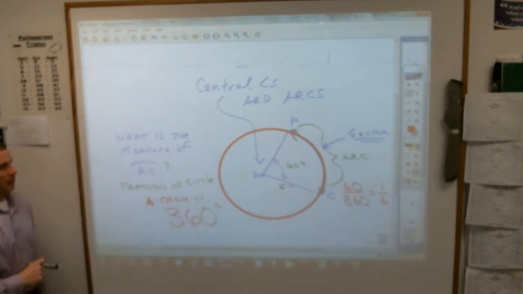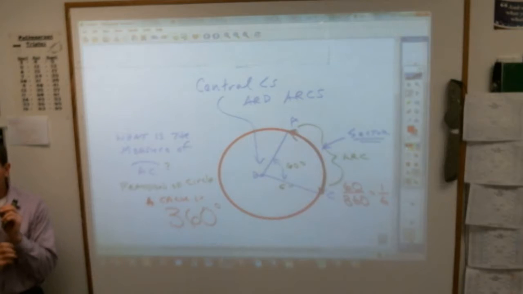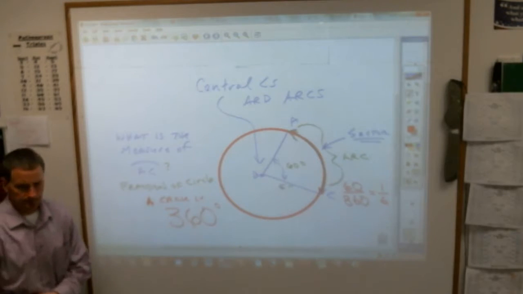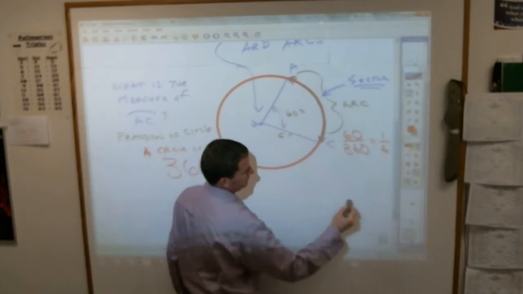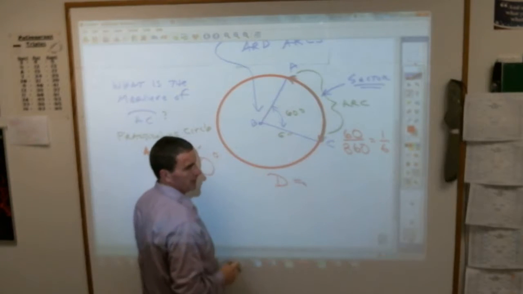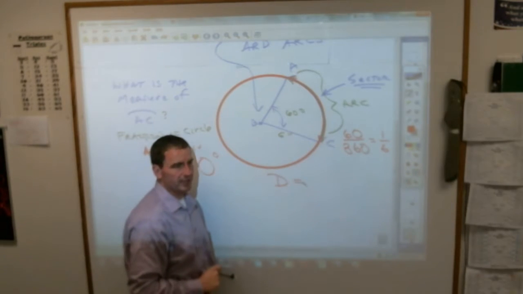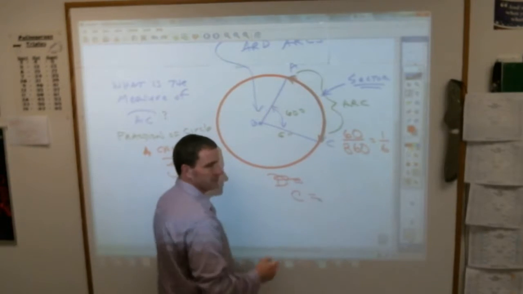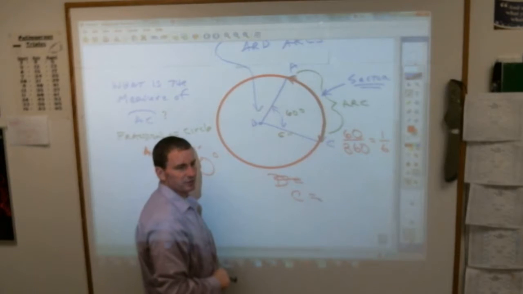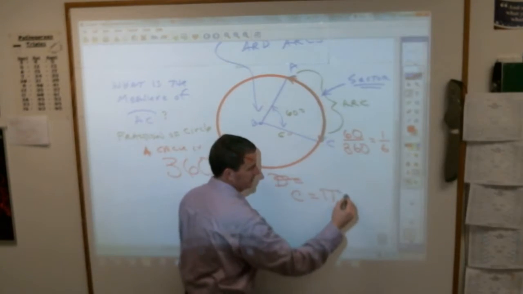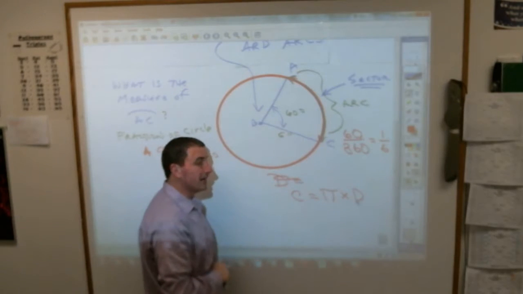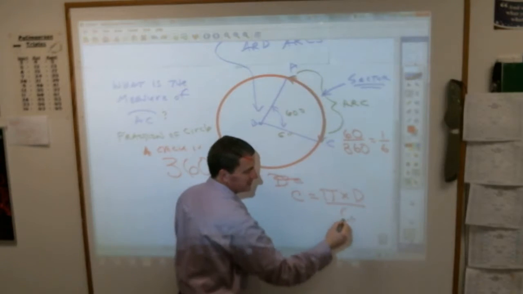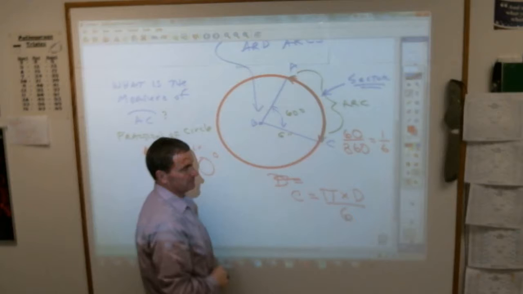And then you'll ask, how do I know how big around a circle is? We do have formulas for that. What's the formula for the circumference of a circle? Circumference equals pi times diameter. And what are you going to do to your pi times diameter? Because you only want 1/6 of it, you're going to divide it by 6.